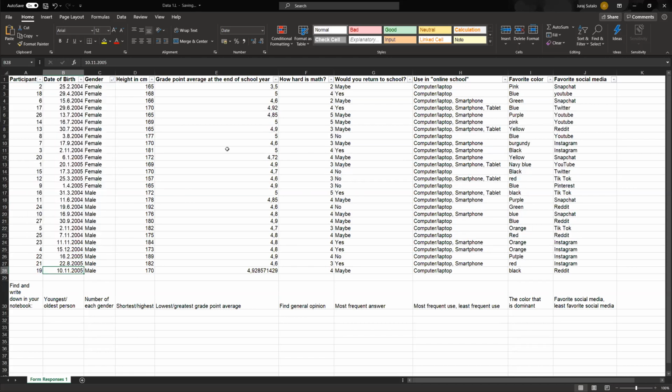The same thing you can do with gender. For example, you can sort it from A to Z, and then you can see the number of males and females, but it's probably not that good. And I'm going to go through it a little bit.